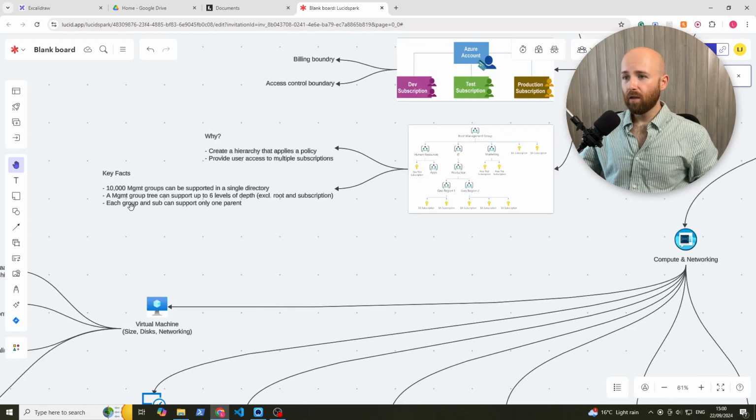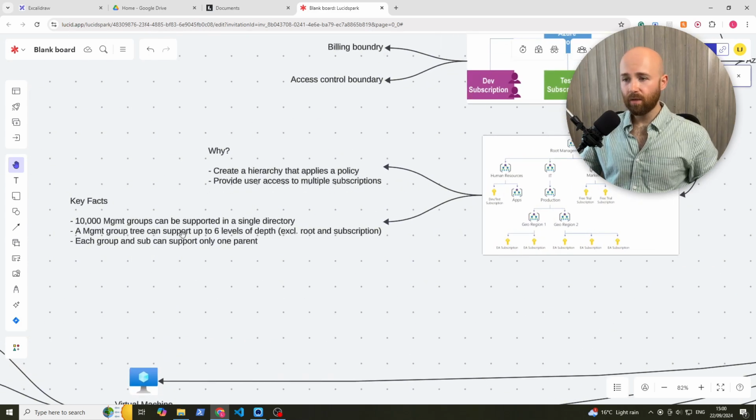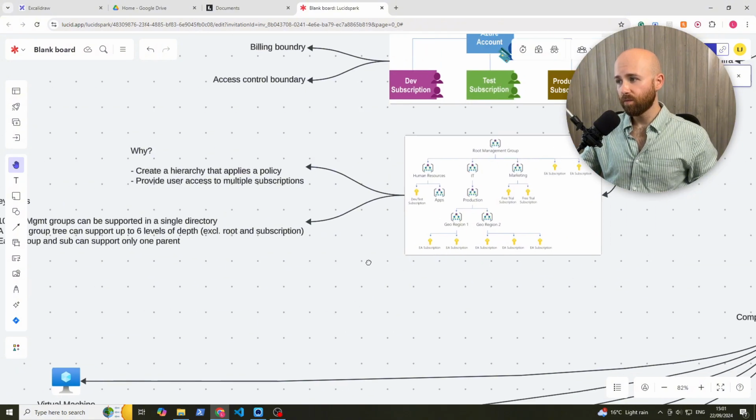Now, key facts that you might need to know for the exam: 10,000 management groups can be supported in a single directory. And a management group tree can support up to 6 levels in depth, excluding the root and the subscription. So in this example here, that's a depth of 3, that's the bottom and top, and 3 in between. And each group and subscription can support only 1 parent, so you can only be in 1 here, for example.